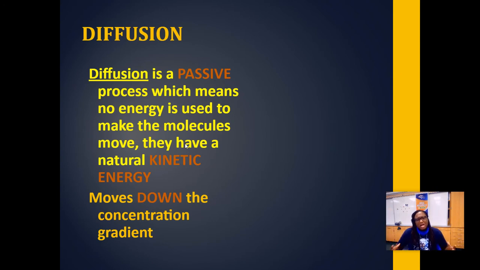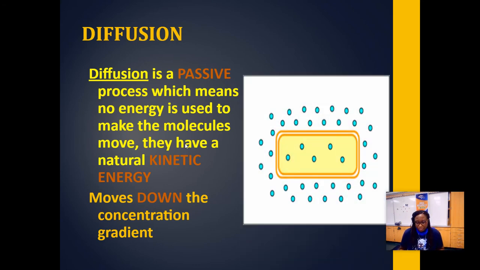Kind of like if you were at a concert or you were in a room and everybody was tightly packed in this one area, you're going to move where there's more comfort and more space in another part of the room where nobody else is. Molecules like to do that as well, and it does it naturally through the process of diffusion.